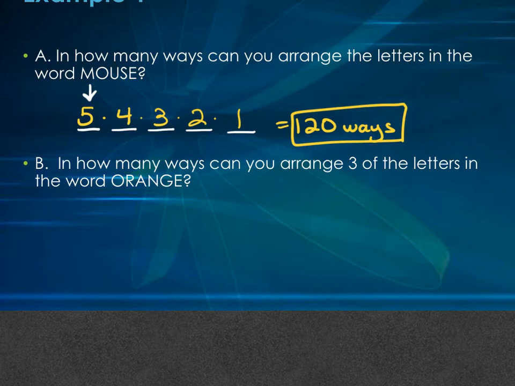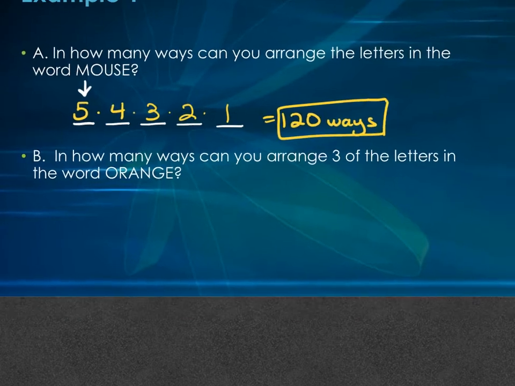Yeah, but then you would multiply them all together. It's actually called a factorial, which we're going to get to in a second. It has a name. But yeah, so that's how you do it when you start. Now look at B. It's a little different, right? Because B says, in how many ways can you arrange 3 letters of the letters in the word orange?